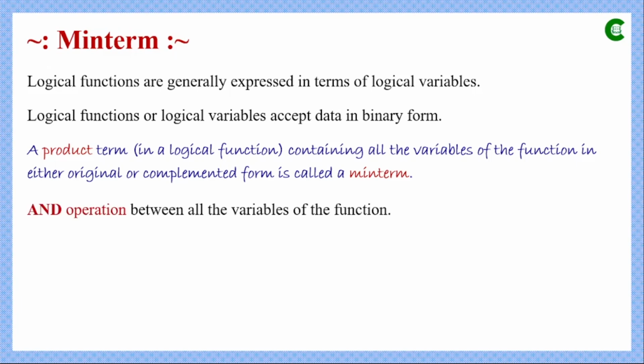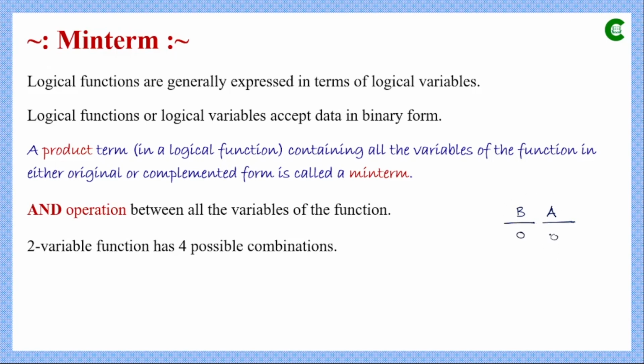Now here we are using the term product. By product, we know in Boolean algebra or in a logical circuit, it is the AND operation between all the variables of that function. Suppose in that logical circuit we have two variables, or two inputs, say A and B. As these logical variables accept only binary data, which has only two values, either 0 or 1, if we have two variables, then we will have four possible combinations: 0 0, 0 1, 1 0, and 1 1.